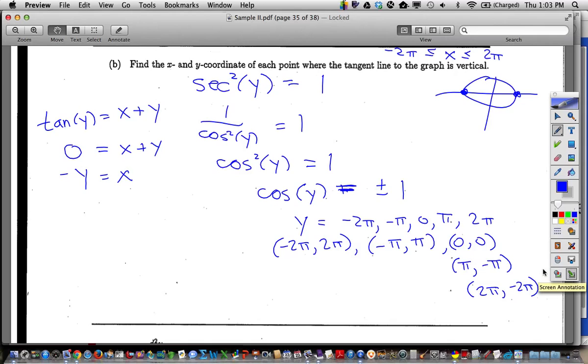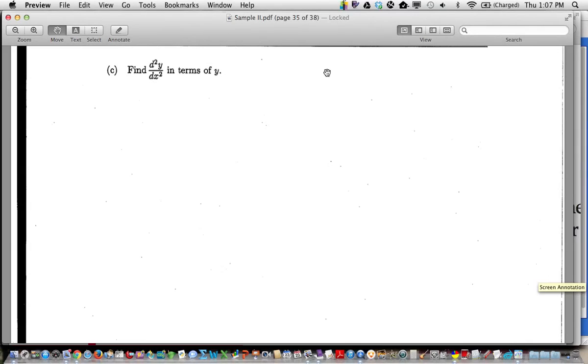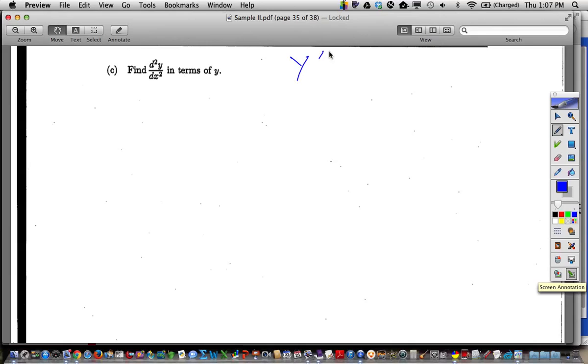Okay. Now, the last part. What do those 2's mean? Second derivative. All right. So I know y prime is 1 over secant squared y minus 1. So how do we want to do that? That's how we'd love to do it. Use our calculator.